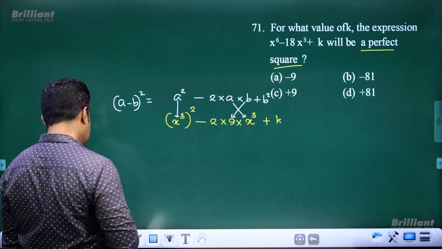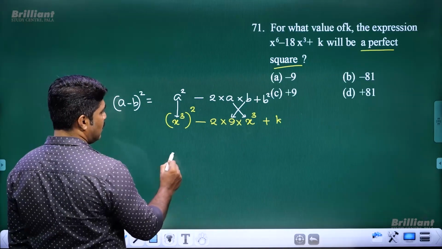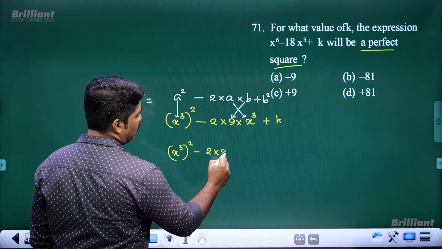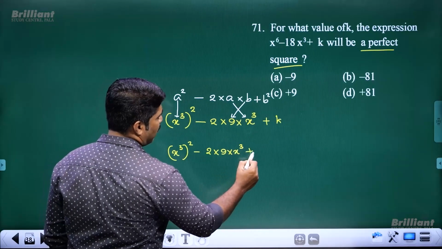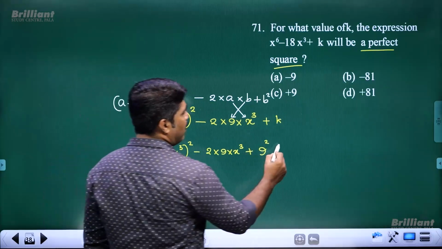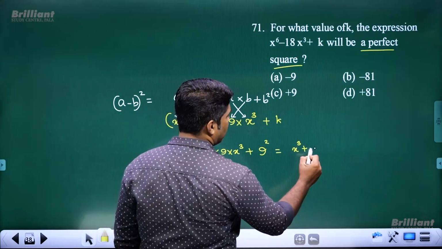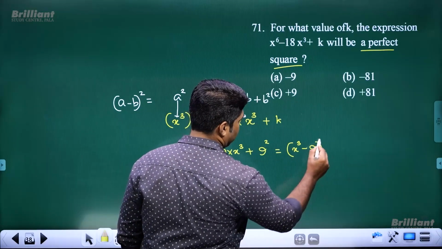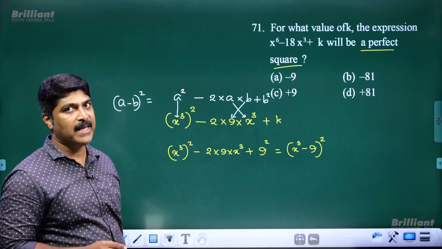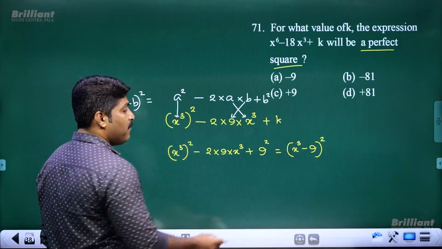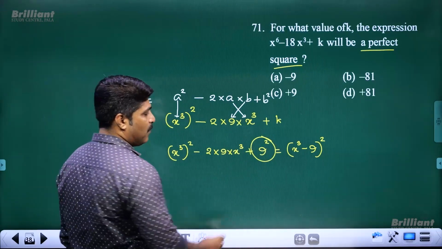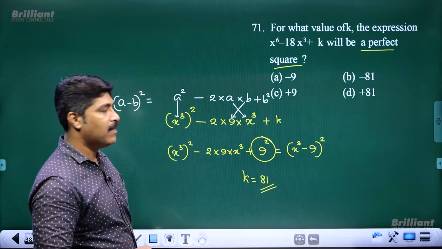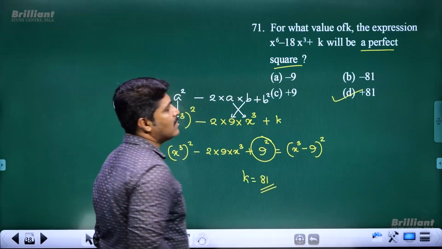So if you are writing it like this, this is x cube the whole square minus 2 into 9 into x cube plus 9 square. So this will be equal to x cube minus 9 the whole square. Like this way, we can make it a perfect square. Then what could be the value of k here? Therefore, k equal to 9 square, which is equal to 81. So that is positive 81 here, and the answer is option D.